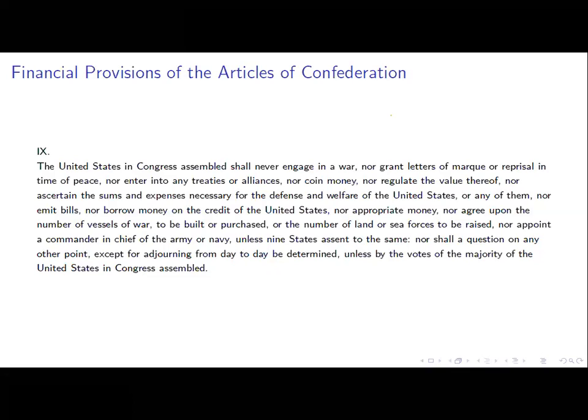Nor shall a question of any point, except for the adjourning from day to day, be determined unless the votes of a majority of the United States in Congress assembled. So you need a majority assembled to do anything, and you need the votes of 9 states to do something, which is a supermajority, and it's 1 state, 1 vote. So Rhode Island, a small state, has as much vote as, say, a big state like Virginia at the time.